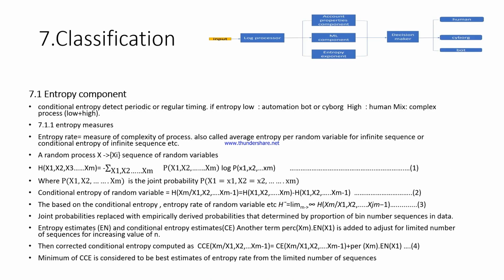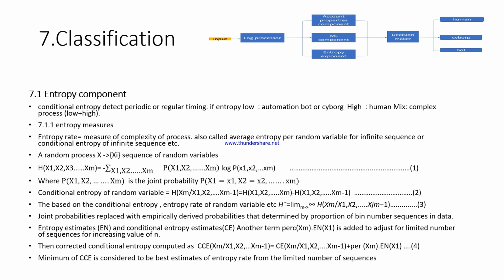Our classification contains four components to determine whether the user is a human being, bot, or cyborg. We first take the data from the data analysis, and use the log processor that gives the data one by one. First it gives the data to the entropy component. The entropy component is used to find automation in the network. If the frequency is regular and the entropy is low, it means there is automation, so we understand that the user present on the network is either a bot or a cyborg. If the entropy is high, we can say there is a presence of human beings.